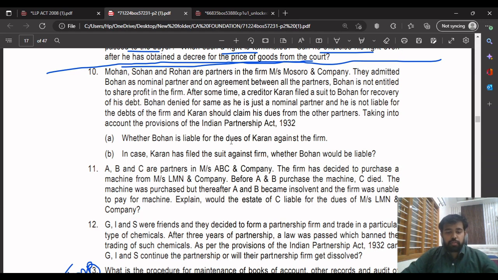Now in this question number 10, there are three partners, Mohan, Sohan, Rohan. These three partners of a firm admit Bohan as a nominal partner. I hope you have studied the Partnership Act and know what a nominal partner is. Anyways, we'll discuss the nominal partner in this question as well. So the creditor of the firm, Current, files a suit against Bohan for the recovery of his debts. But Bohan says that he is not responsible as he is only a nominal partner. So this is the question.